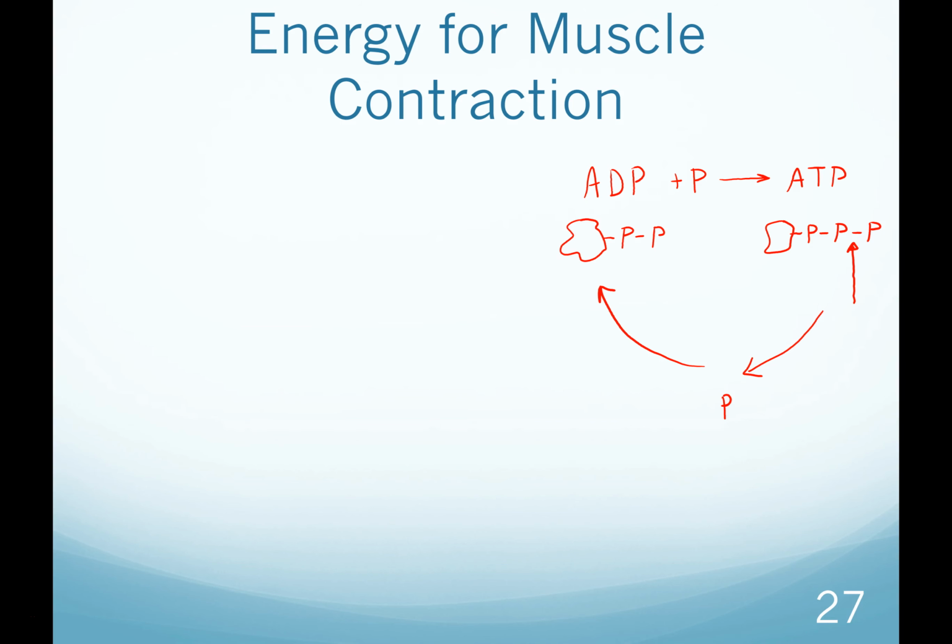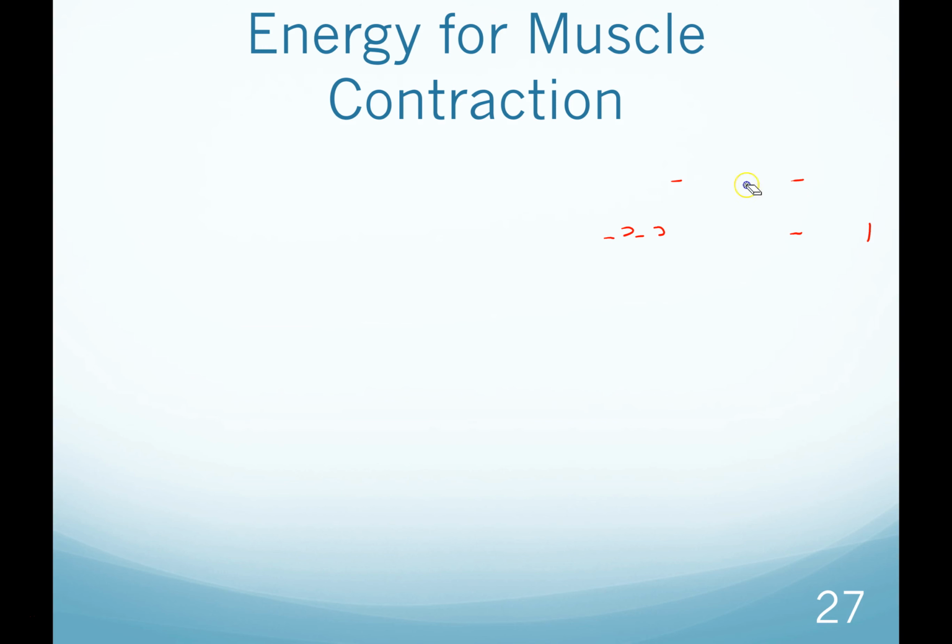So we're going to talk about 3 ways to make ATP. We're going to talk about one that's very, very efficient, and that's going to be your aerobic. But we're not going to start with that one. We're going to start with the first one, called direct phosphorylation or creatine phosphate. So let's get rid of all that, and let's see what we got.